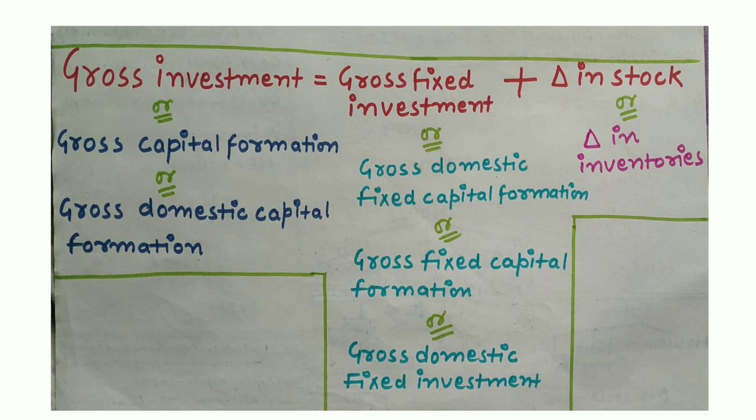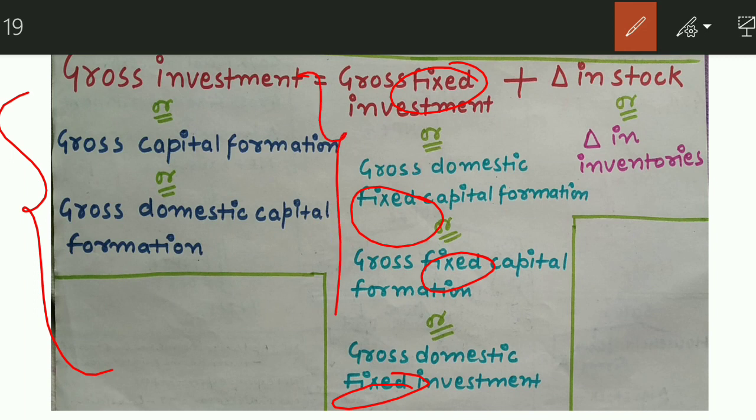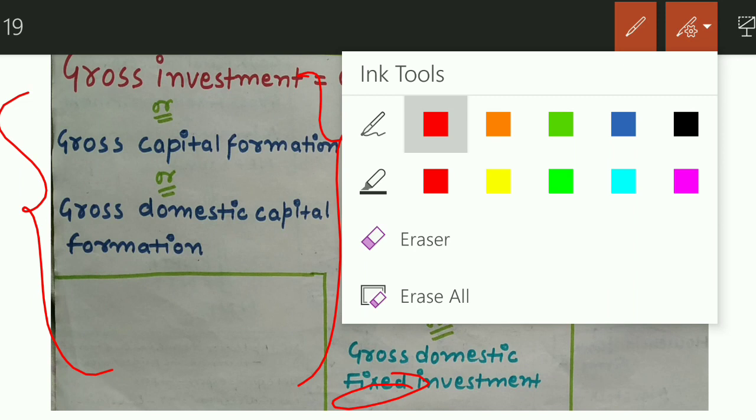But if there is gross fixed investment, or gross domestic fixed capital formation, or gross fixed capital formation, or gross domestic fixed investment, then remember that it does not include change in stock, so you need to include change in stock or change in inventories in it. So whenever it is fixed, you have to include change in stock, but if the investment is not given as fixed, it already includes change in stock. You need not include it, otherwise it will lead to the problem of double counting.